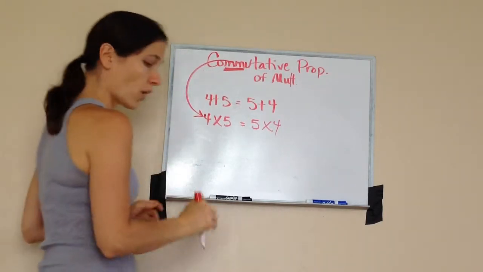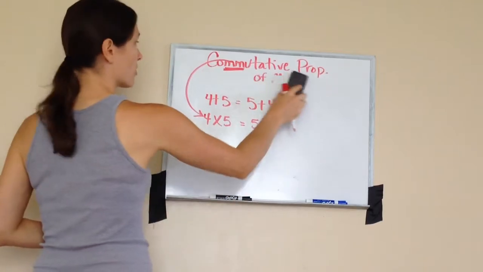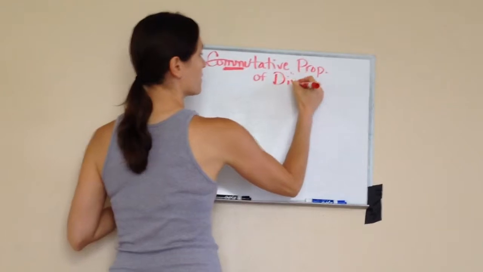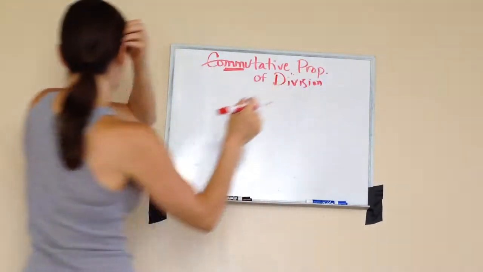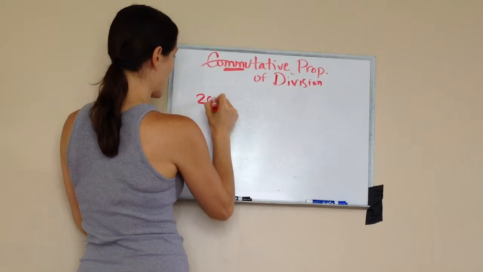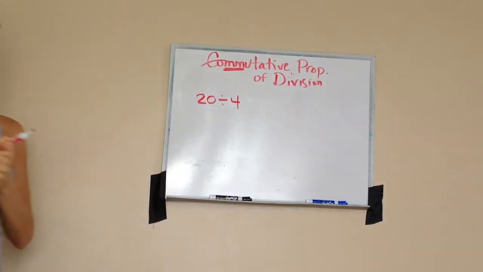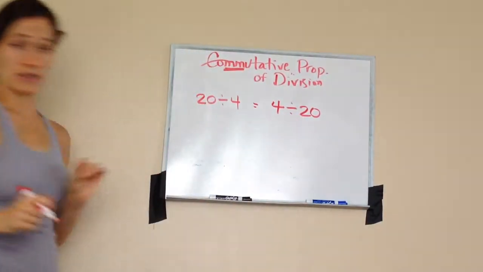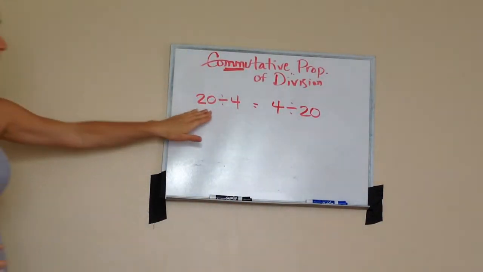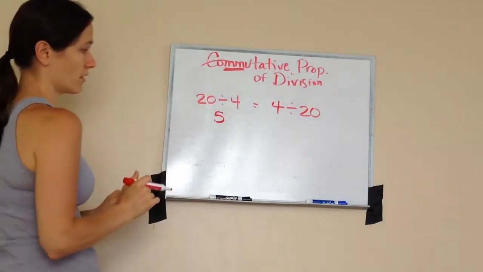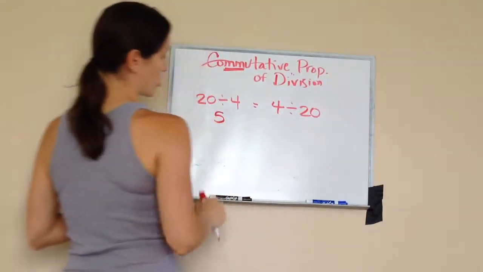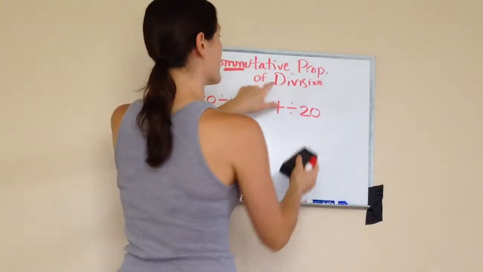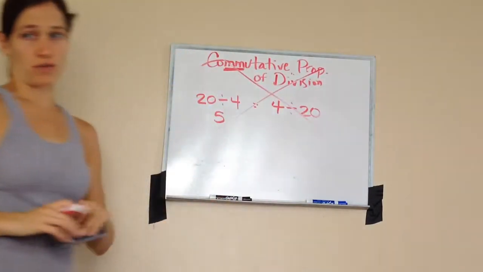Now, will it work for division? What do you think, Isaac? Yes. Let's try it and see. Here's the commutative property of division. Will 20 divided by 4, I'm writing it a little different, be the same thing as 4 divided by 20? 20 divided by 4 would be 5. Yeah, it won't work. 4 cannot be divided by 20 and get the same answer. You would not get 5 here. So the commutative property does not work for division.